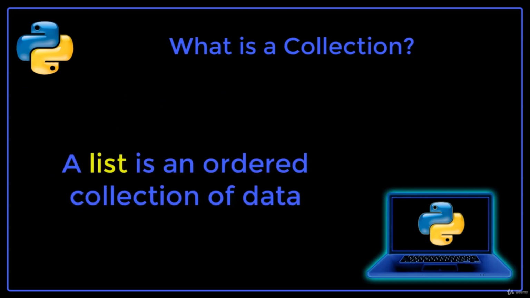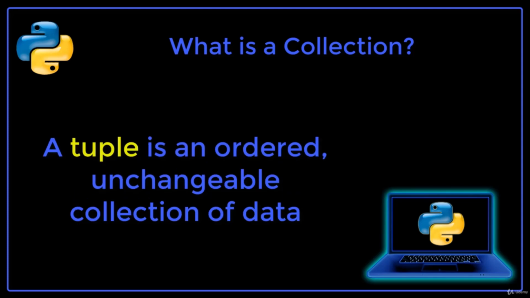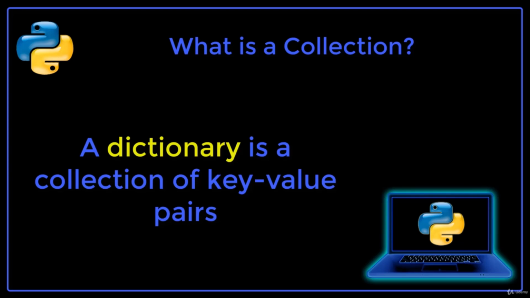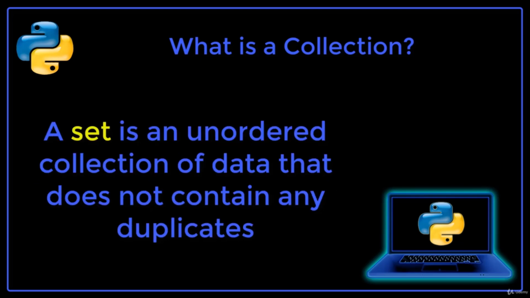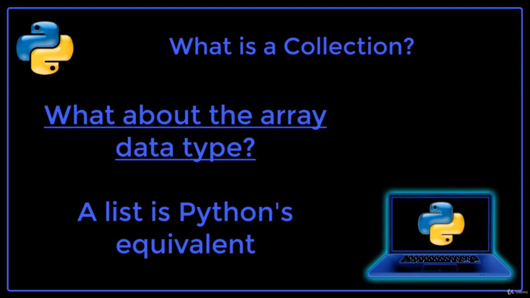A list is an ordered collection of data. A tuple is an ordered, unchangeable collection of data. A dictionary is a collection of key-value pairs, and a set is an unordered collection of data that does not contain any duplicates.